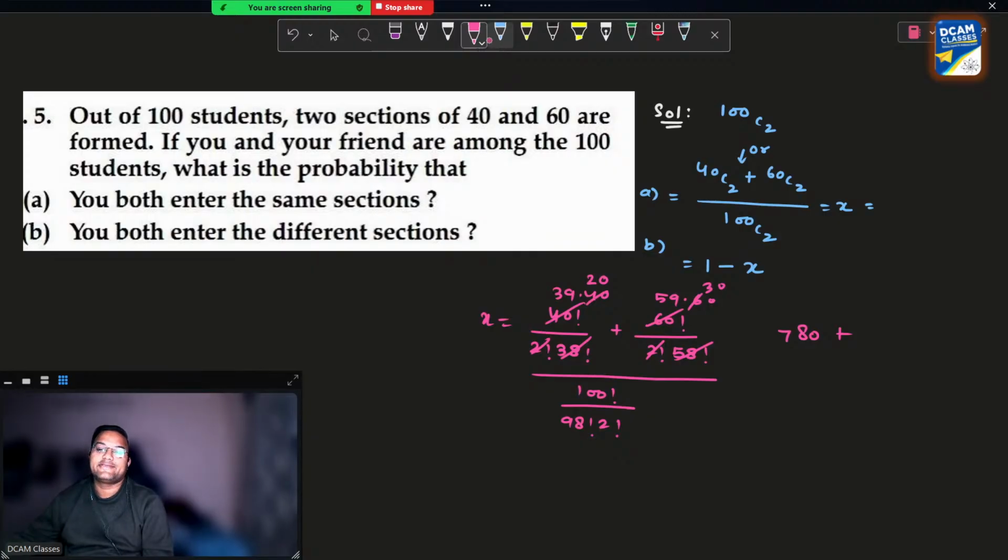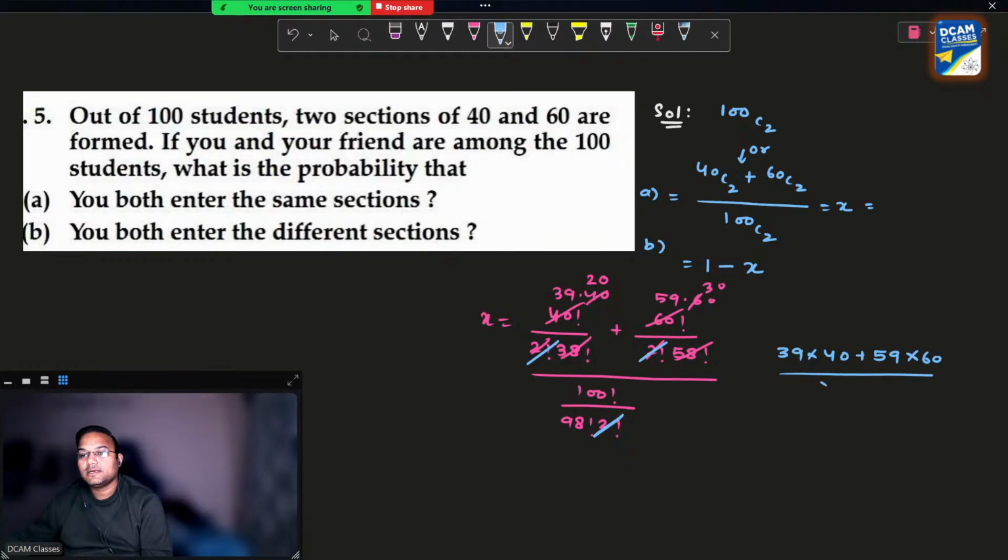You could have removed 2 factorial from all the terms up to factorial. That was better. Like that also we can cancel 2 factorial from all of these positions. So it will become 39 into 40 plus 59 into 60, whole divided by 99 into 100. Calculate it, you'll be getting some answer.